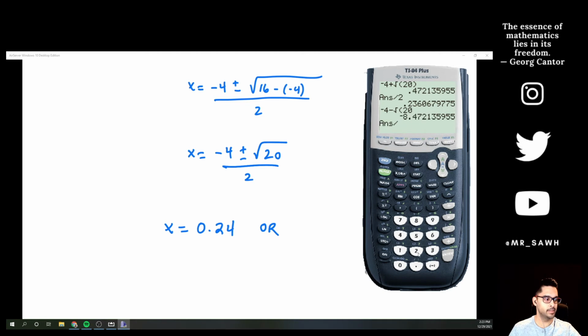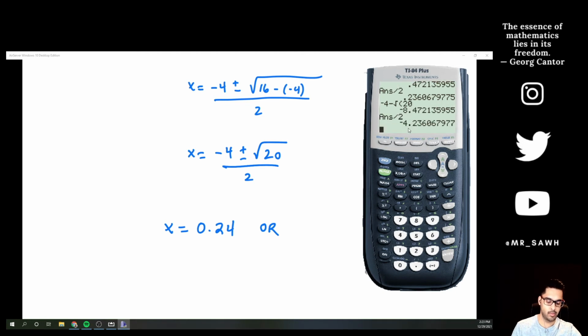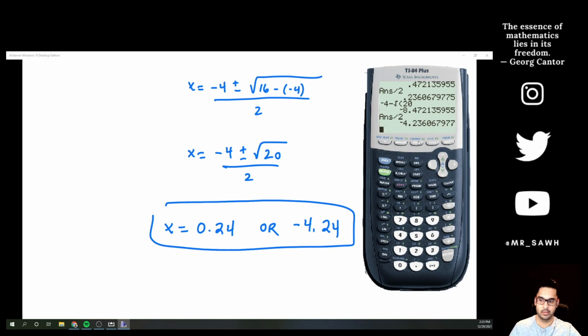And then divide it by 2. And here's the other possible value, negative 4.24 if I round this. Okay, so 2 values for x here.